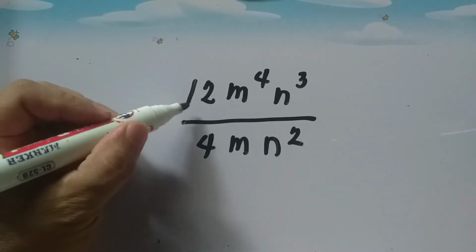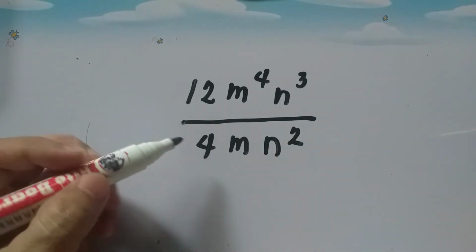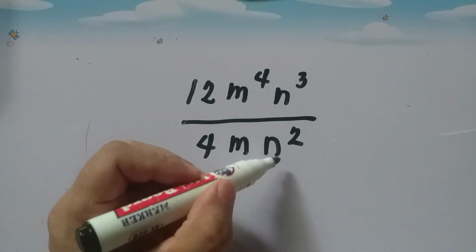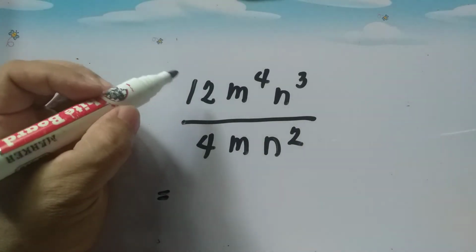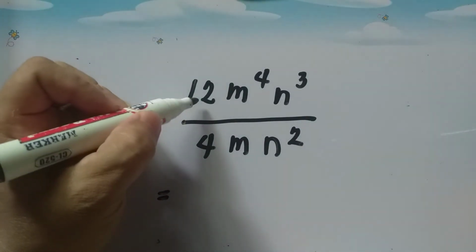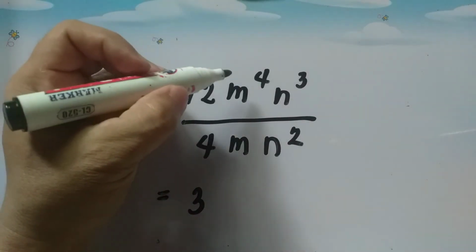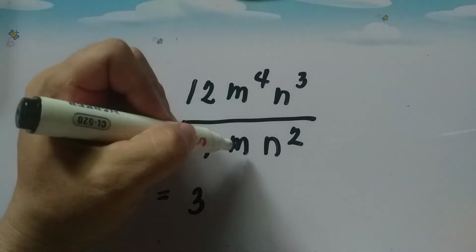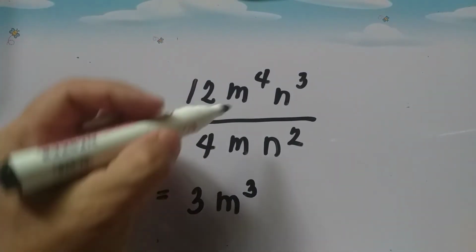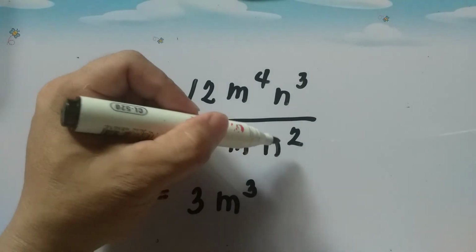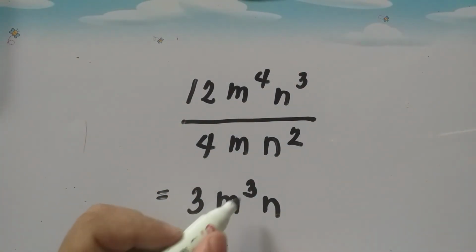Next we have 12m to the 4th n cubed divided by 4m n squared. So let us first divide the numerical coefficients. So 12 divided by 4 is 3. Then m to the 4th divided by m is m cubed. Then n cubed divided by n squared is n. So the answer is 3m cubed n.